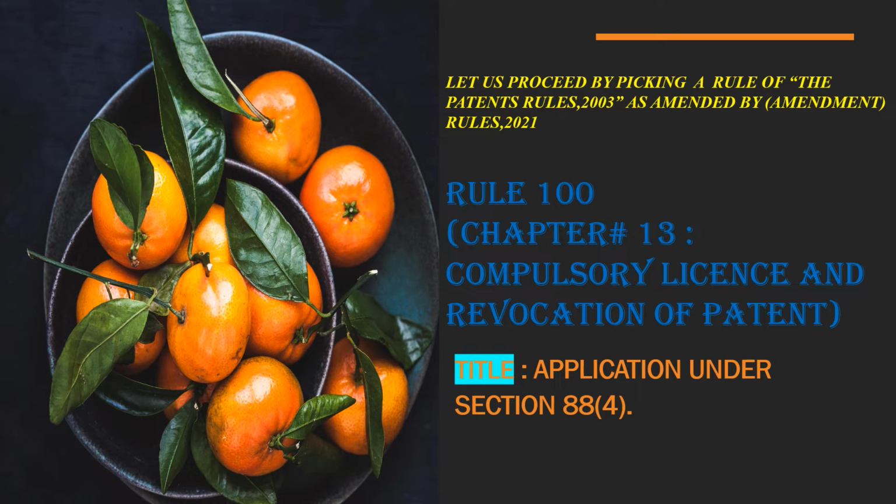After refreshing our memory from the old slide, let us proceed by picking a rule of the Patents Rules 2003 as amended by Amendment Rules 2021. Today I have taken rule number 100, and this comes from chapter 13. The title for chapter 13 is Compulsory License and Revocation of Patent. And the title for rule number 100 is application under section 88 subsection 4. Okay, so let us proceed.